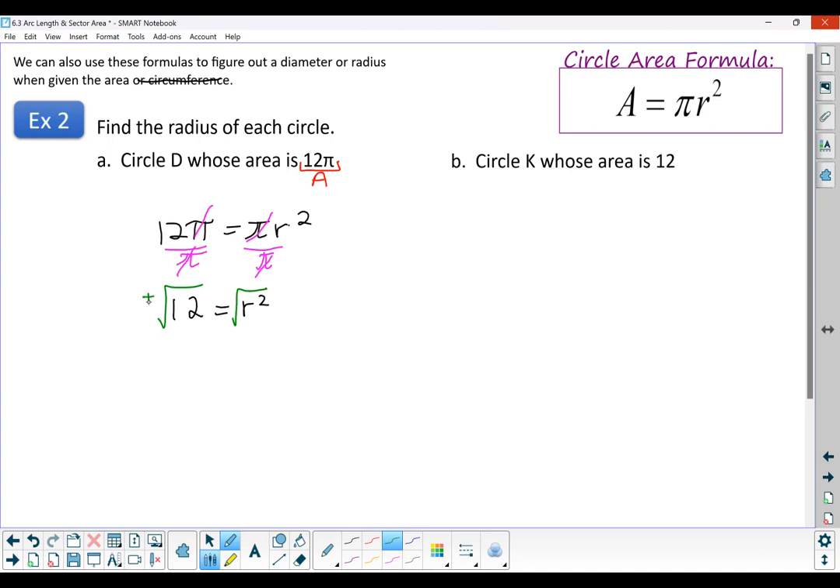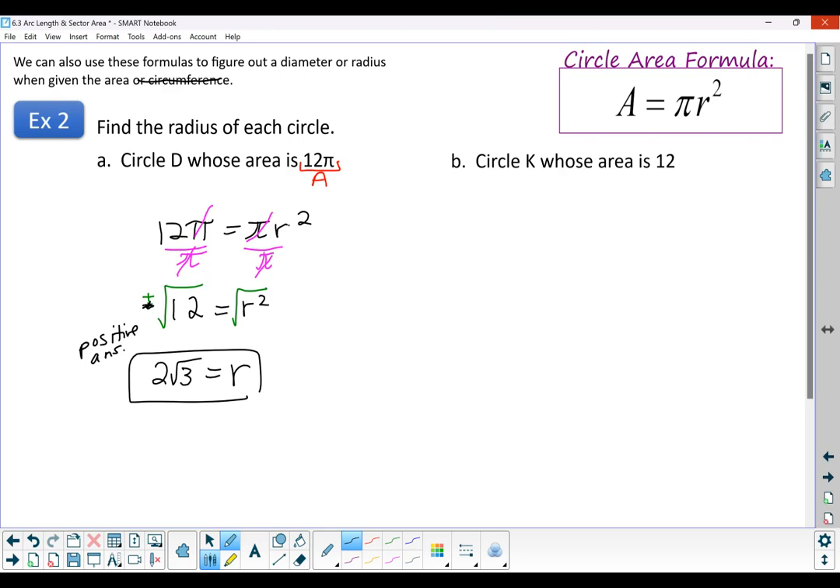Now, normally when we do that, we put a plus or minus symbol. In the case of a circle and finding the radius, though, we know we're going to have a positive answer. We're going to have a positive radius, so we don't need the minus symbol. We'll just have a positive square root here. Square root of 12 is 2 root 3. And that's our radius. Now that one, we're going to leave in radical form. So a circle whose area is 12 pi has a radius of 2 root 3.